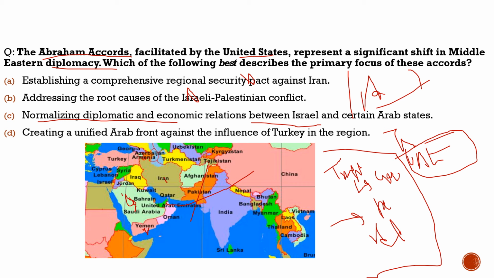With this, I hope you have got the basic understanding about the Abraham Accords and the political conditions in West Asia. Now let's move to another slide and see what else we have brought there.